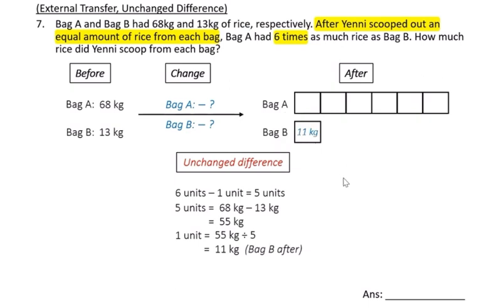So when you fill up that 1 unit, right, you can see clearer how do I find out how much rice was scooped out. If you want to find change, you need the before and after. So you look at bag B. Bag B was 13 kg before. After Yenny scooped out this amount, bag B left with 11 kg. So in order to find the change, you need to subtract. So 13 minus 11, your answer is 2 kg.